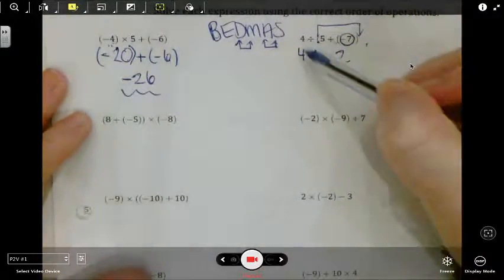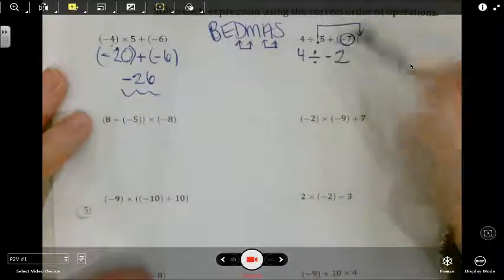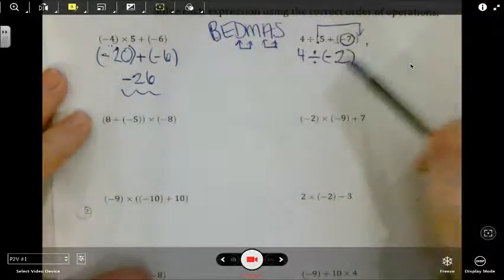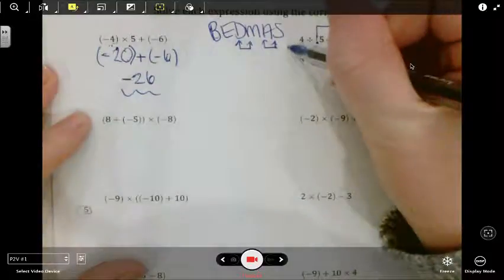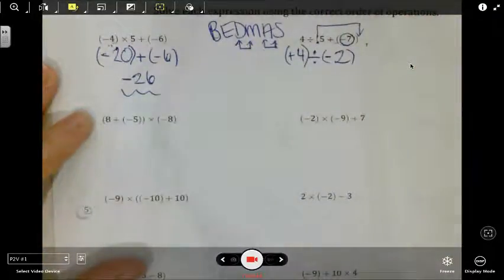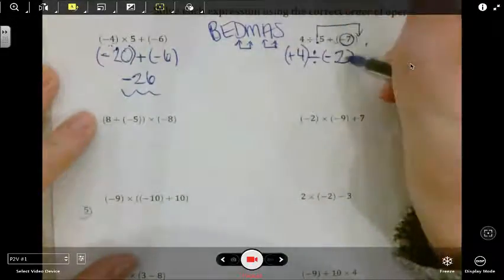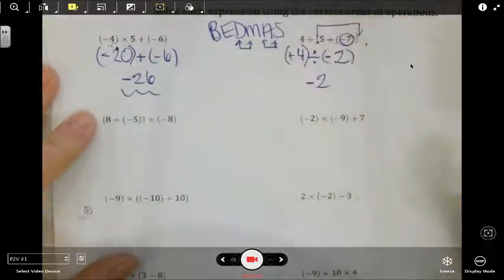So now you have 4 divided by -2. Okay, so we solved that whole bracket. You can keep a bracket around this to remind you that that's a negative sign, not a minus, if you want to. So you have +4 divided by -2. For your rules for dividing with negative numbers, a positive divided by a negative is a negative. So 4 divided by 2 is 2, and positive divided by negative is negative. So it's -2.